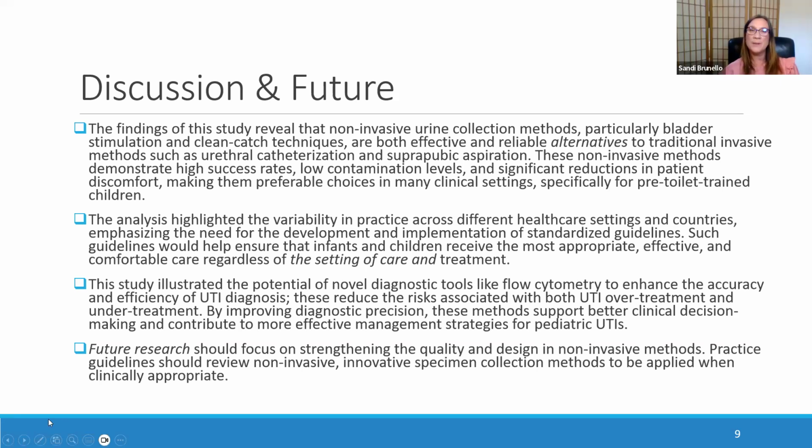This study illustrated the potential of novel diagnostic tools like flow cytometry to enhance the accuracy and efficiency of UTI diagnosis. These reduce the risks associated with both UTI over and under treatment. By improving diagnostic precision, these methods support better clinical decision making and contribute to more effective management strategies for pediatric UTIs. Future research should focus on strengthening the quality and design of non-invasive methods. Practice guidelines should review non-invasive, innovative specimen collection methods to be applied when clinically appropriate.